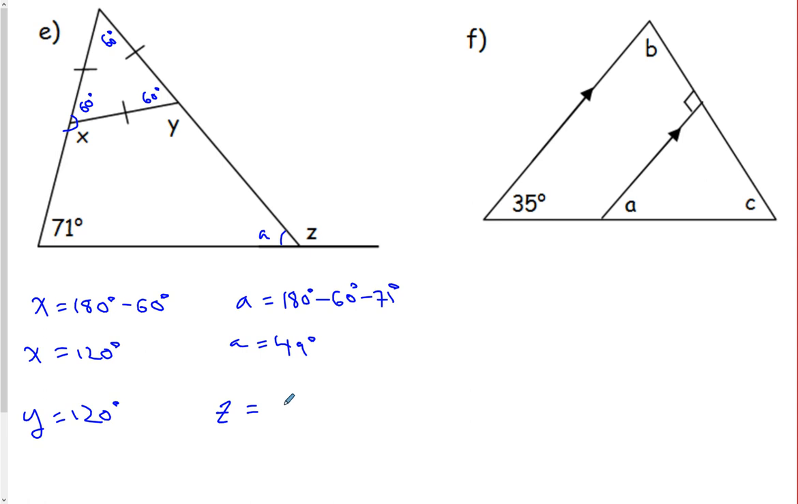Yep, that works great too. Absolutely. So a couple ways to do that one. My supplementary angle theorem tells me that Z and A add to 180. So 180 minus 49 is going to give me the 131.